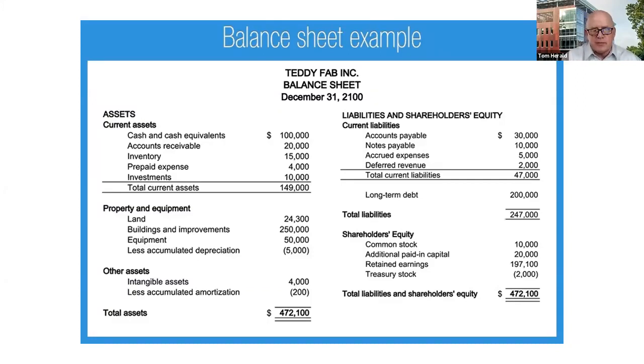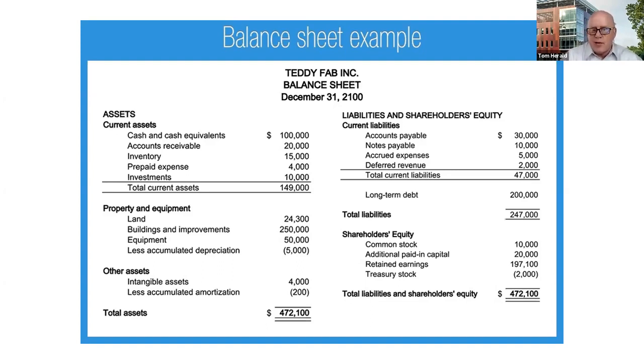If you prepay your expenses, that's a non-cash asset. After that category, you get into what's called property and equipment. That's stuff that takes a lot longer to convert back into cash. You have to sell the property, you have to sell the buildings and equipment that you might have, and then other assets at the bottom.